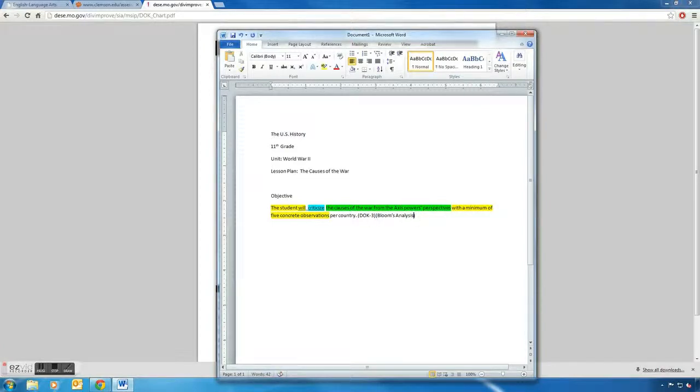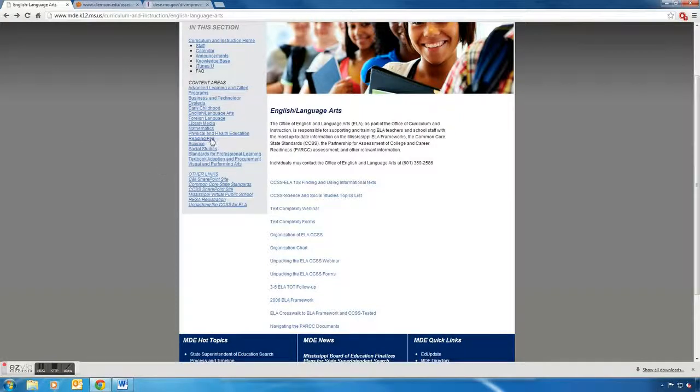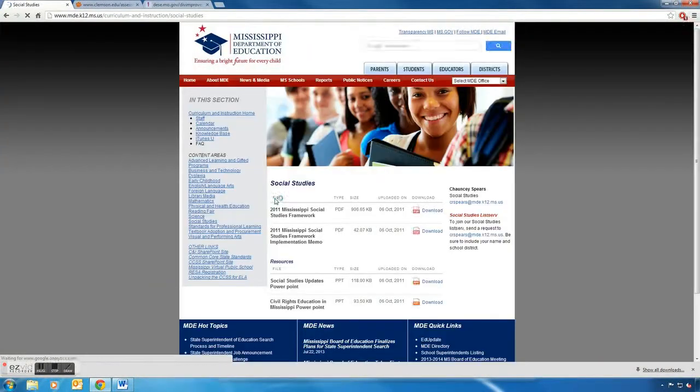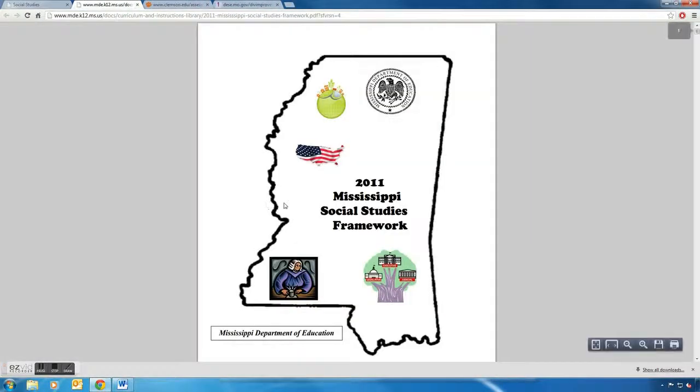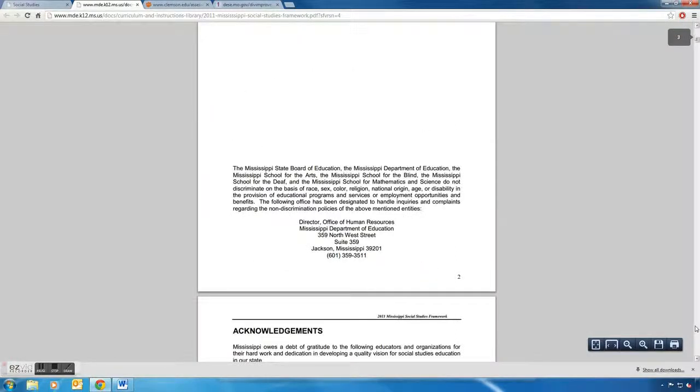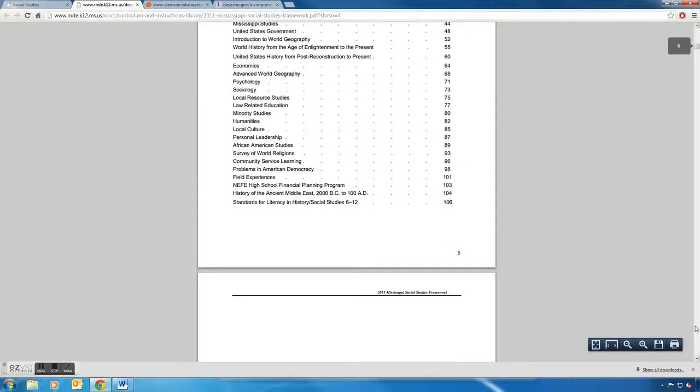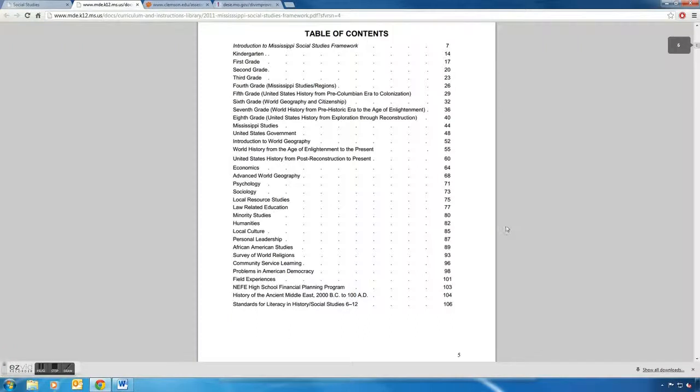And the last thing we need to do is the Mississippi framework. So to find our Mississippi framework, we're going to go to Social Studies. This is the framework, so I guess I will need to download it. And we're going to find U.S. history, which is page 60.